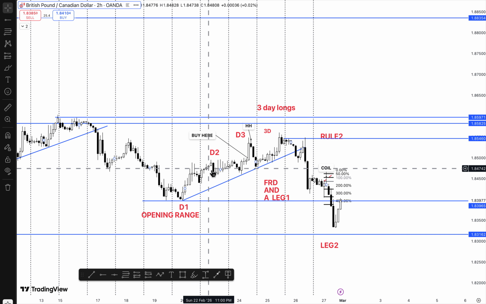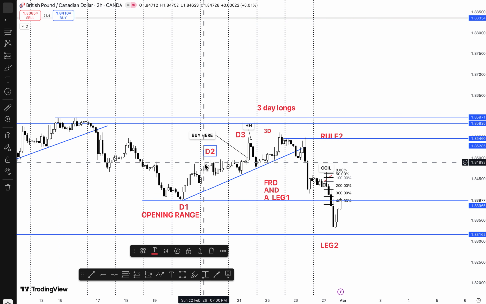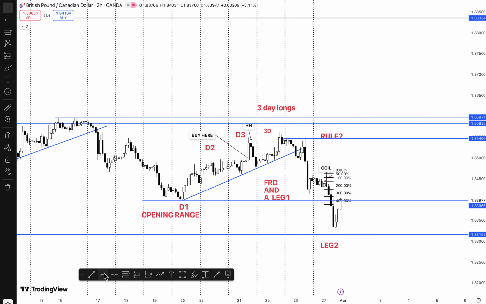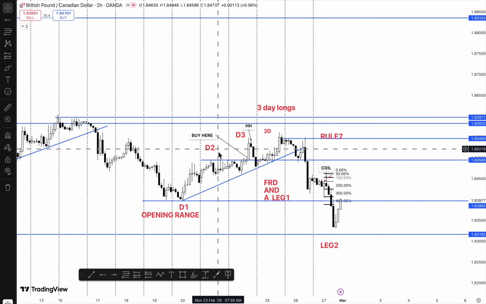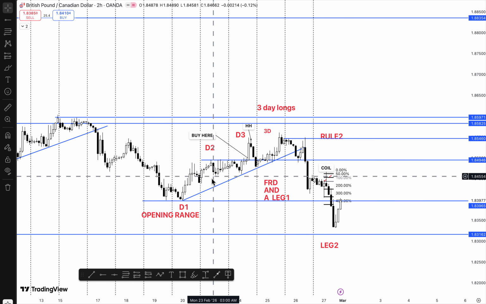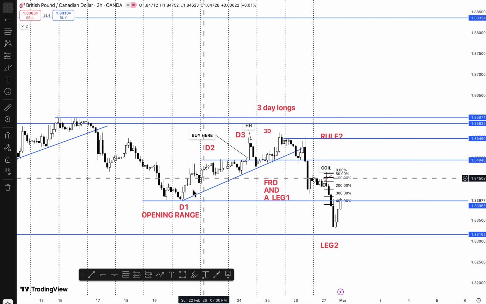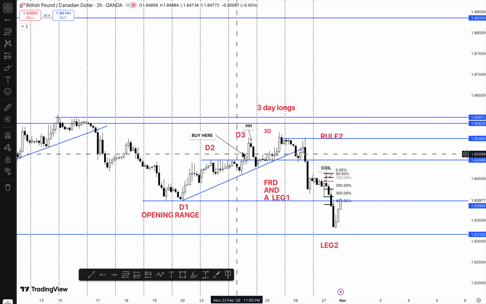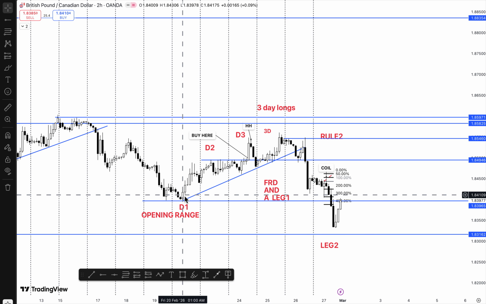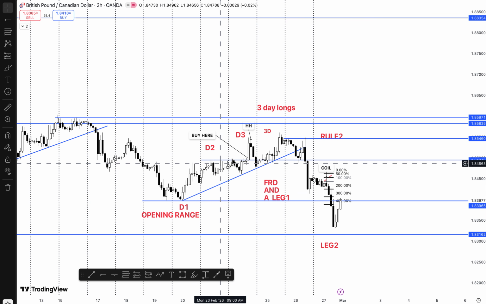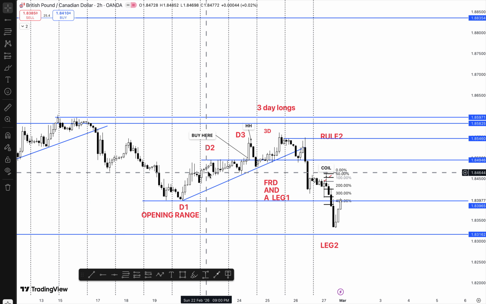Now the next thing I'm looking for is my opening range. Where is the opening range? We have a new opening range of a new week. Remember, Monday is the opening range of the week, so that is Monday's high and Monday's low right here. So we have a Thursday, Friday, Monday, Tuesday reversal, as Stacey calls it.